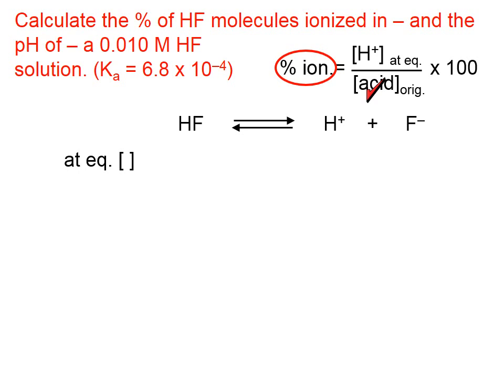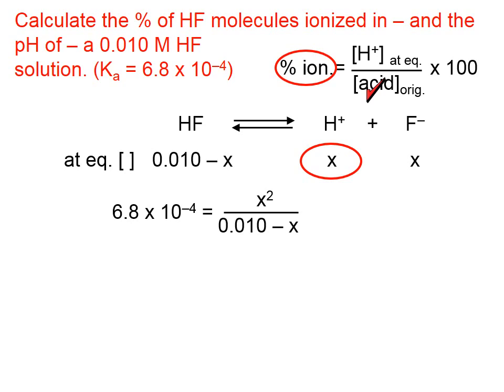Let's make our ICE chart. We're not going to write out the initial and the change lines separately. We're going to put them all in one line. Once we know what we're doing, it's okay for us to do that. The at equilibrium line would look like this. 0.01 was the initial, and then it goes down by some amount x. For the H+ and the F-, the initial was 0, and it'll go up, that is plus x. And same with the fluoride ion. We're saving ourselves a little time by going right to the at equilibrium line. So we need to find that value.